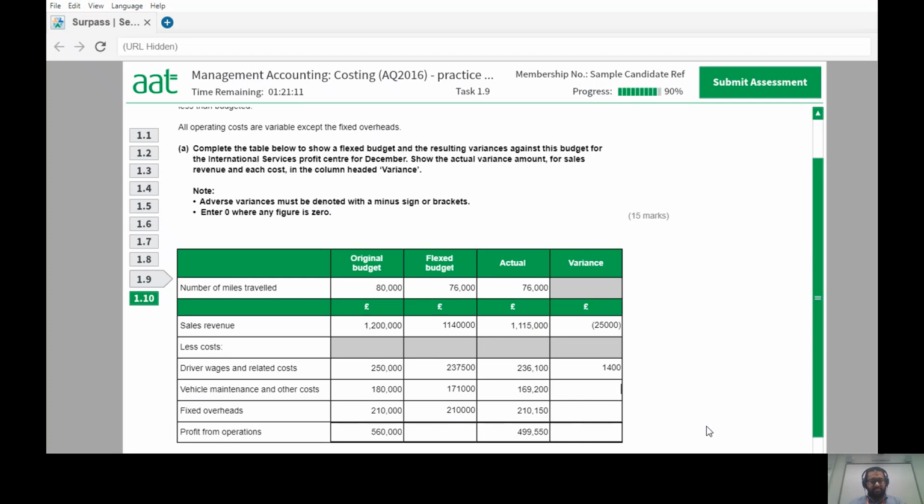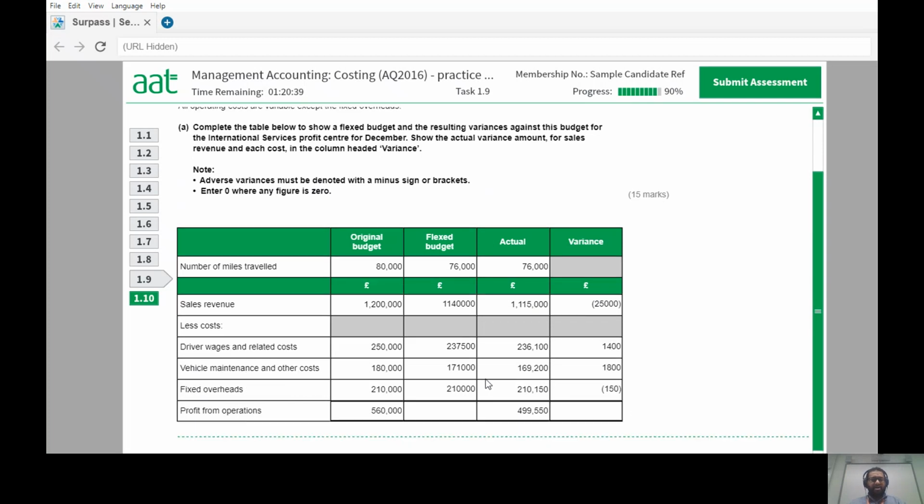And then next one. This is also actual cost is going to be lower than my budget. Therefore, this is going to be a favorable variance. So 1710 minus 1692 is going to be 1,800. The last but not the least, it's going to be 150, but this is more. Therefore, it's going to be an adverse variance.